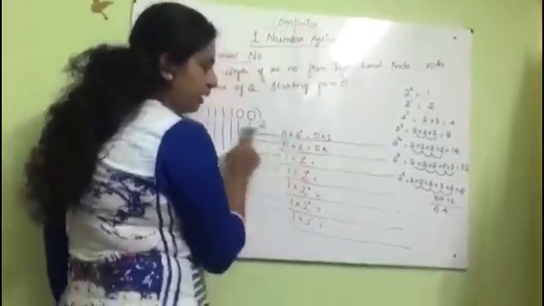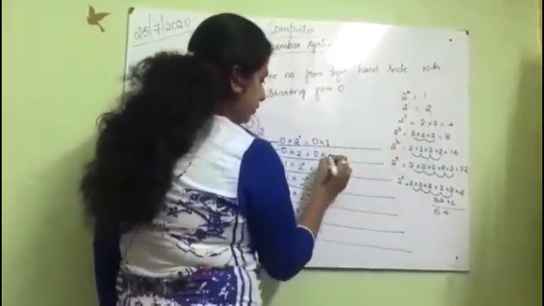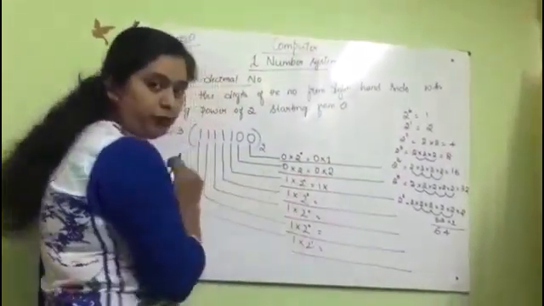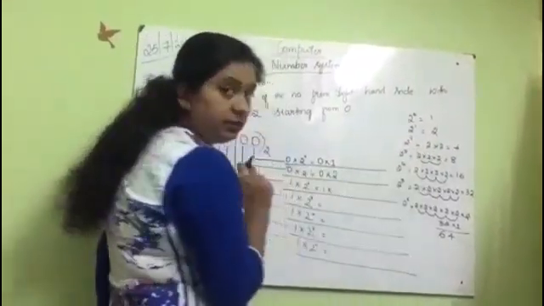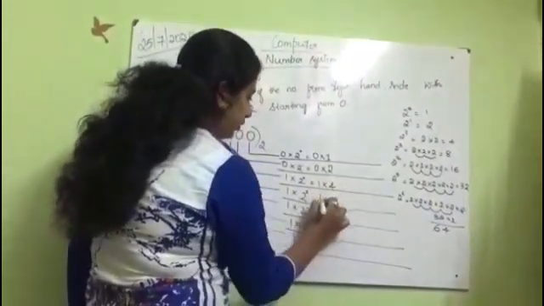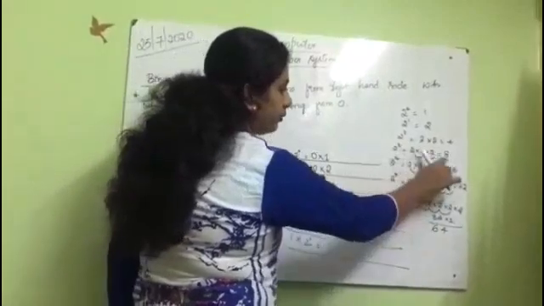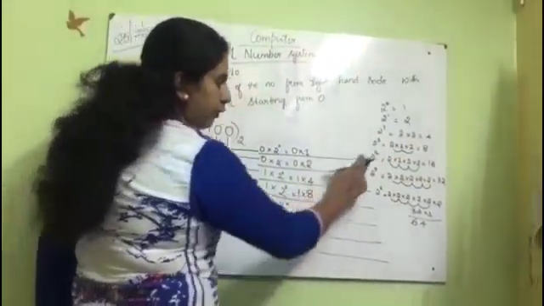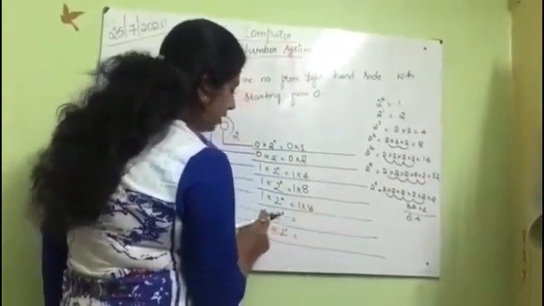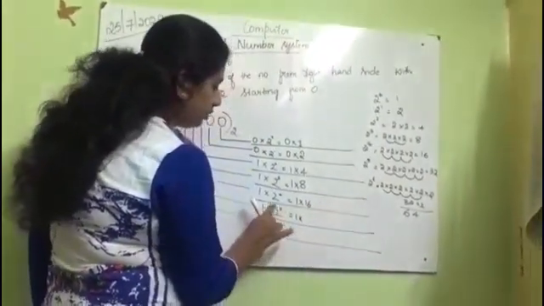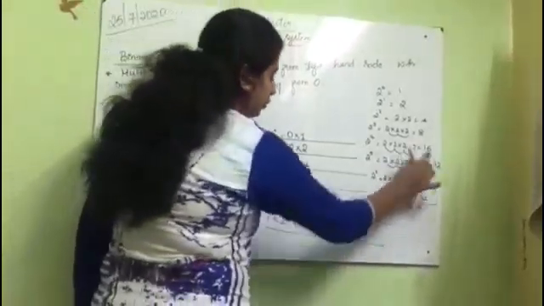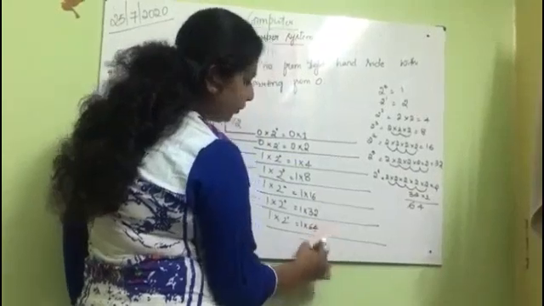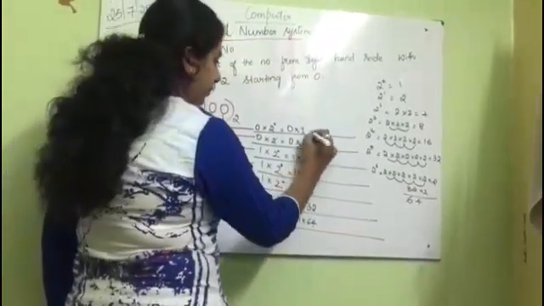0 into 2 to the power of 1. What is the value of 2 to the power of 1? It is 2. Next 1 into 2 to the power of 2. So what is 2 to the power of 2 there? 4. Next 1 into 2 cube. What is the value of 2 to the power of 3? It is 8. Next, what is the value of 2 to the power of 4? 16. Now 1 into, what is 2 to the power of 5? 1 into, what is 2 to the power of 6? It is 64. Okay. Now you multiply.